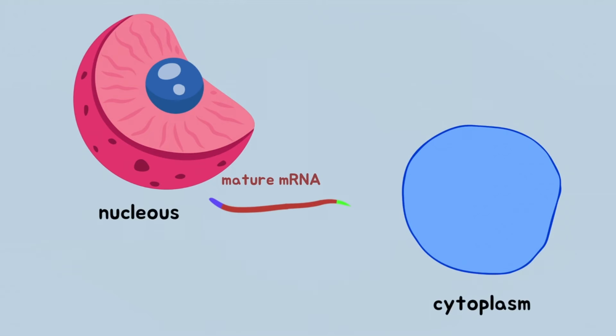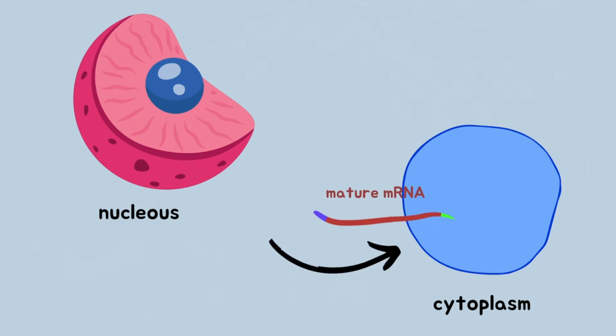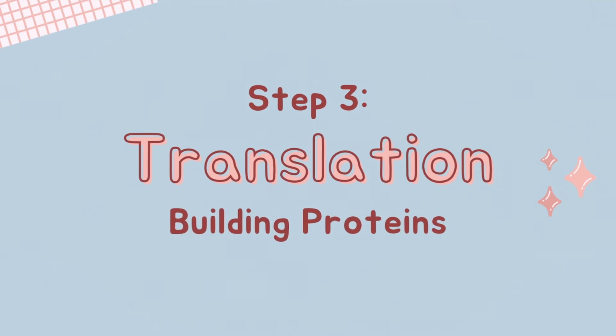Now, the mature mRNA leaves the nucleus and travels to the cytoplasm, where the ribosomes are located. We now proceed to translation.